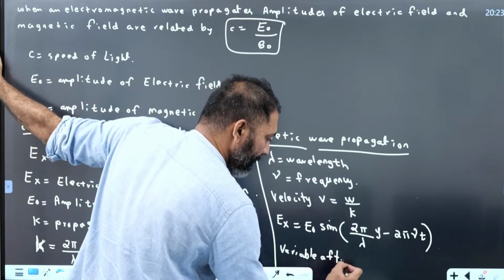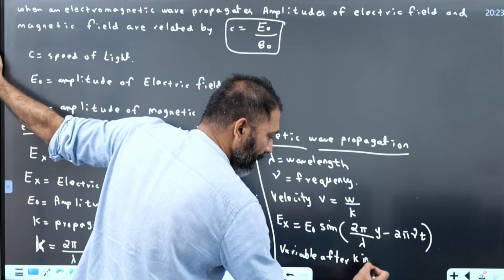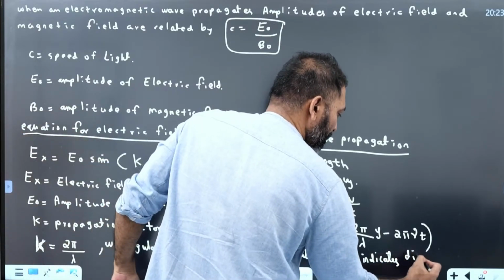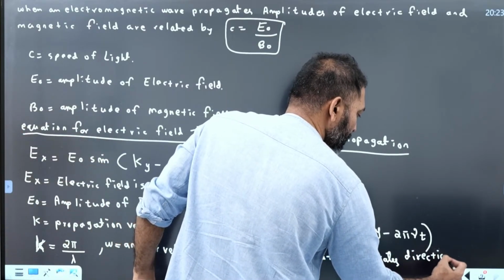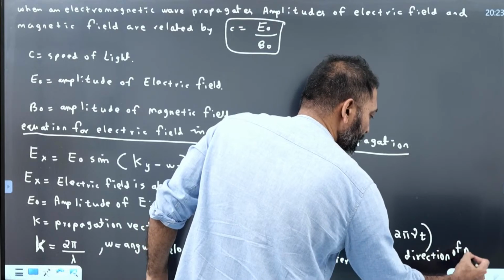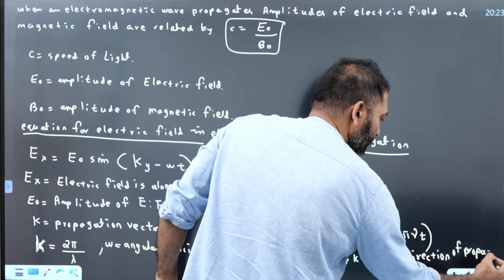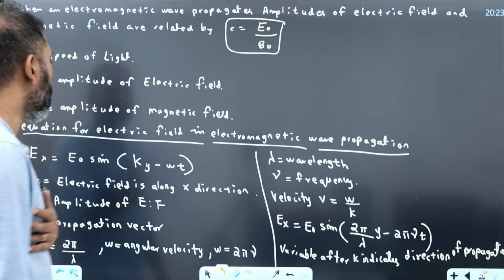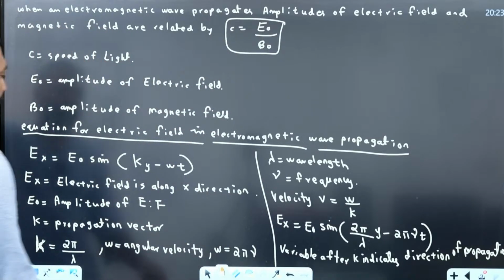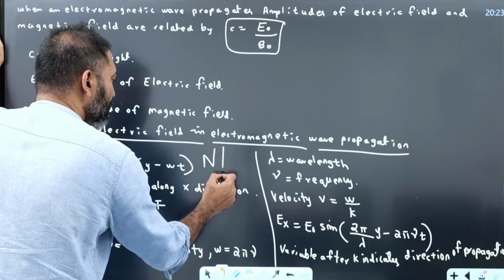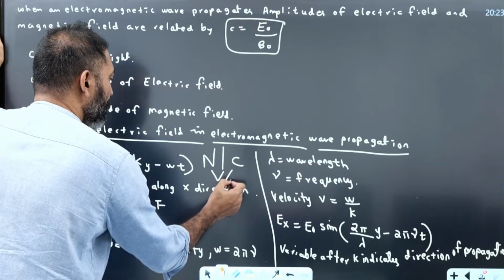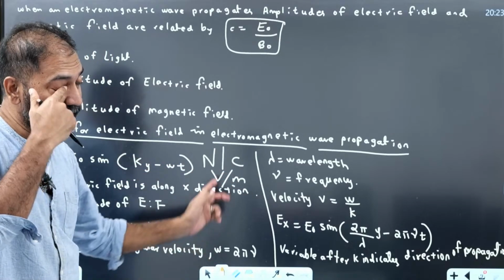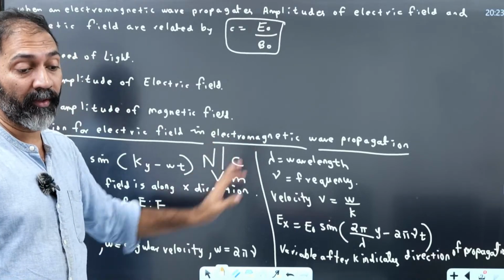Now, the variable after K indicates the direction of propagation. So here the variable after K is Y. That means the wave propagates along Y direction. The units of electric field are either Newton per Coulomb or volt per meter.